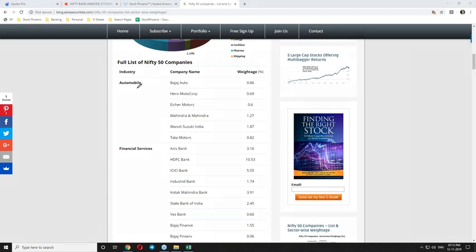You can see here automobile. In automobile, the complete industry was down for the last few months, but still Nifty was not giving a big reaction, because of this there was no big impact in Nifty. The reason is, you can see here 0.86%, 0.69%, 0.6%, 1.27, 1.87, 0.82. So put together the average will be around 7 to 8%. So I don't think it will be more than 7 to 8%.